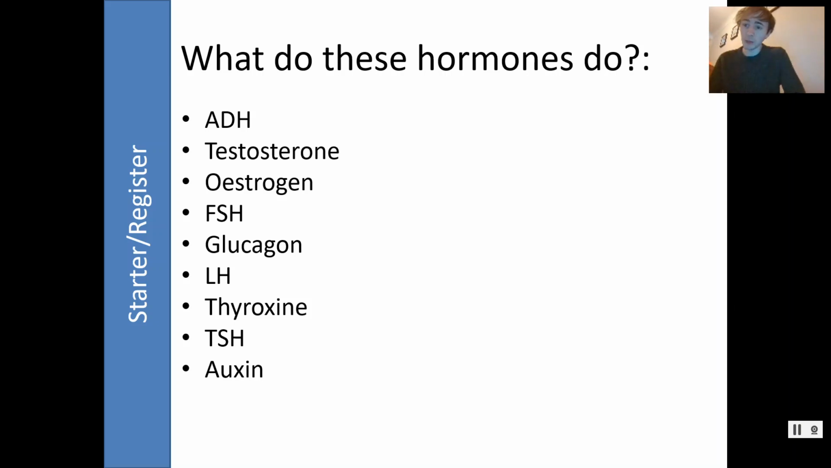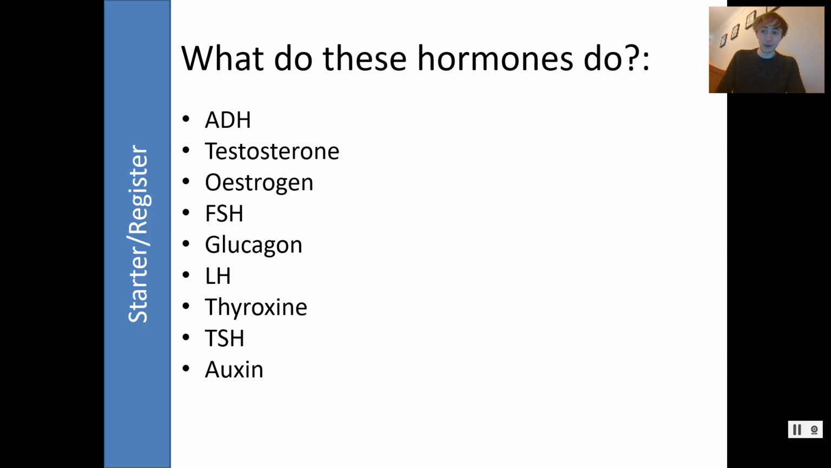Glucagon is a hormone released by the pancreas, causes glucose to be released from the cells. It causes glycogen to be broken down into glucose. LH is a hormone released by the pituitary that causes an egg to leave the ovary. Thyroxine is released by the thyroid gland, and it maintains a high metabolic basal rate. TSH is released by the pituitary, and it causes thyroxine to be released.